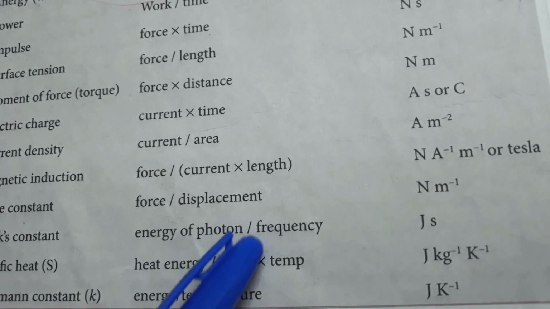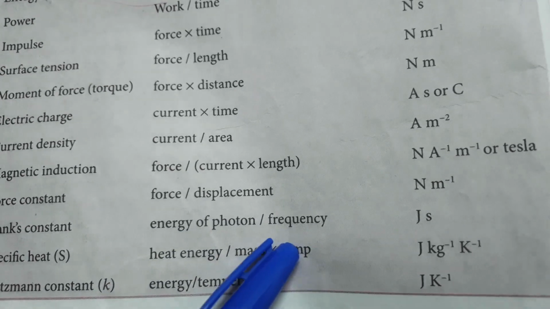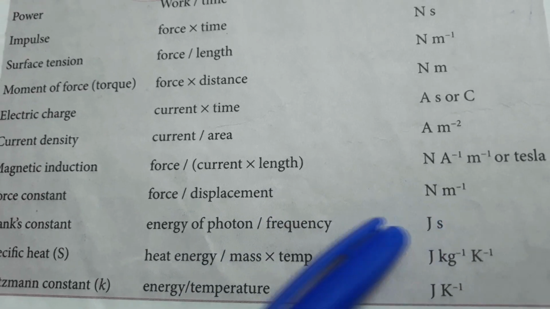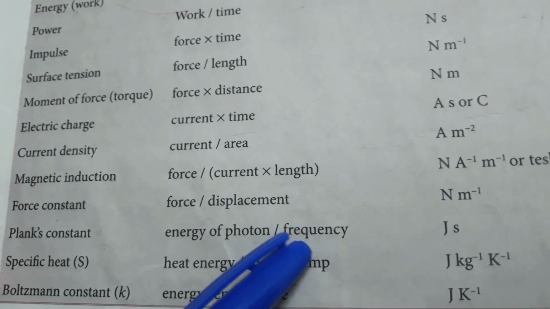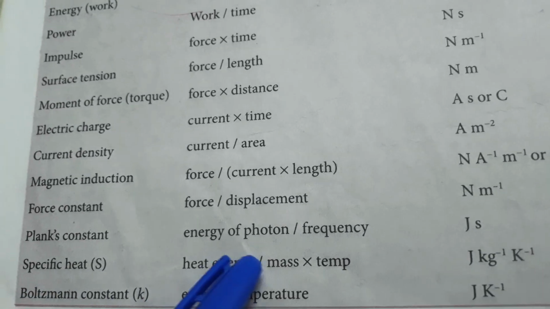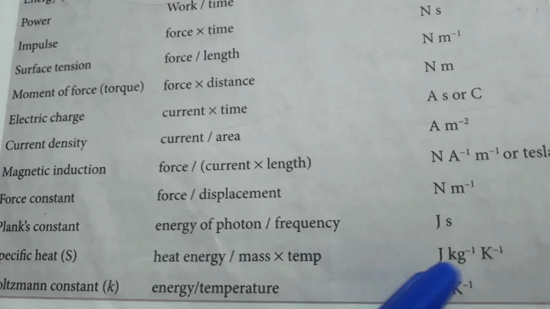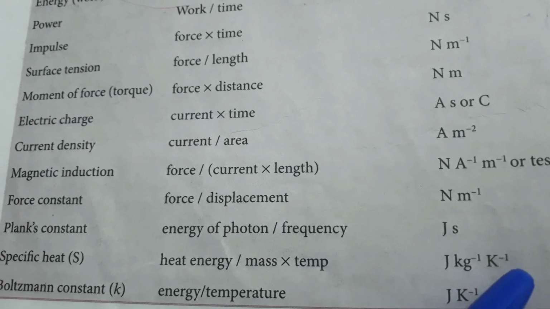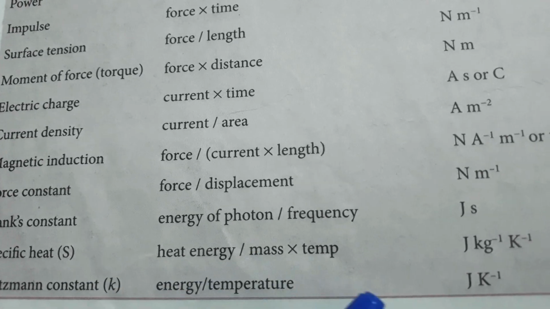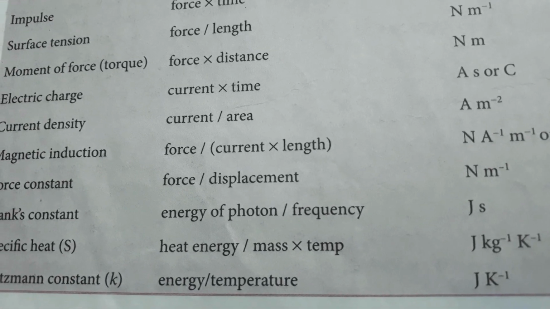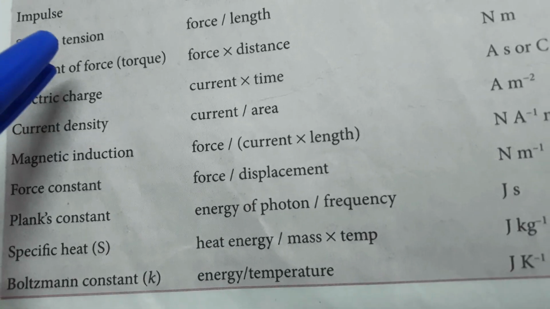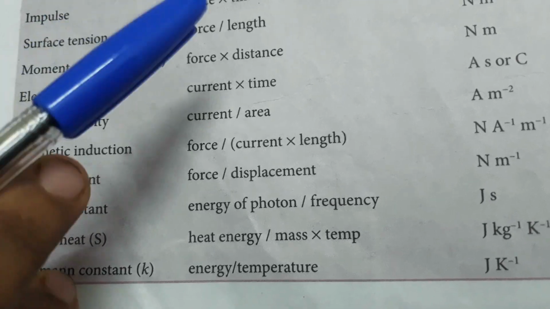Planck's constant is energy of photon by frequency. Energy unit is joule. Frequency is reciprocal of time, so per second. So here we can write joule second. Specific heat is heat energy by mass and temperature. Energy unit is joule, mass unit is kilogram, temperature unit is Kelvin. So joule kilogram raised to minus 1 Kelvin raised to minus 1. Boltzmann constant is energy per temperature. Unit of energy is joule, temperature unit is Kelvin. Joule Kelvin raised to minus 1. So students, you are all asked to write the basic quantities and derived quantities in your note with the units.